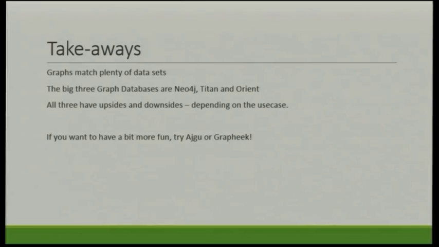So, graphs are awesome for lots of things. You all pretty much knew what they were, so you know that already. Neo4j, Titan, Orient: upsides, downsides. And if you want to have fun, try Adu. I can't guarantee that Graphique is fun. It might actually be really awful to get running. I haven't tried at all, but they look fun.